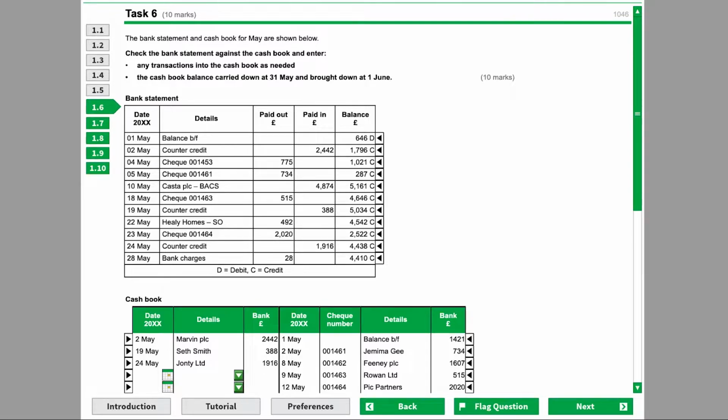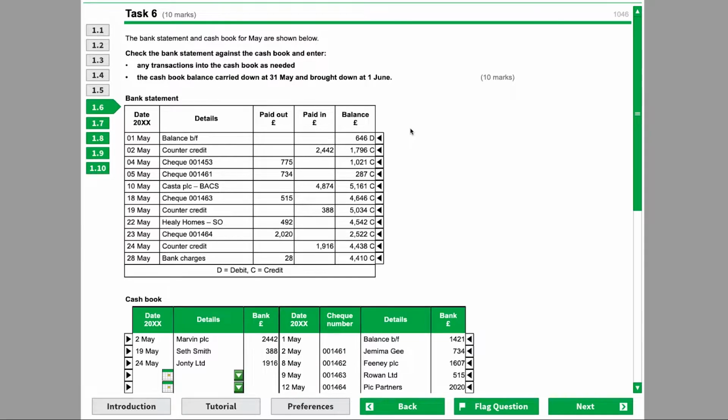The bank statement and cash book for May are shown below. Check the bank statement against the cash book and enter any transactions into the cash book as needed, and the cash book balance carried down as at the 31st of May and brought down at the 1st of June.